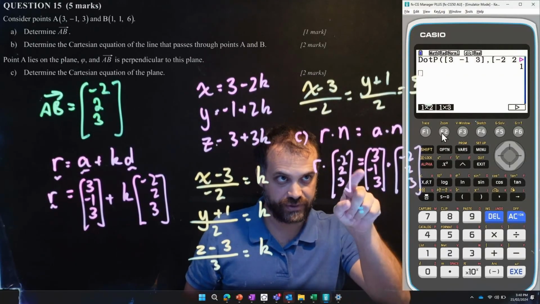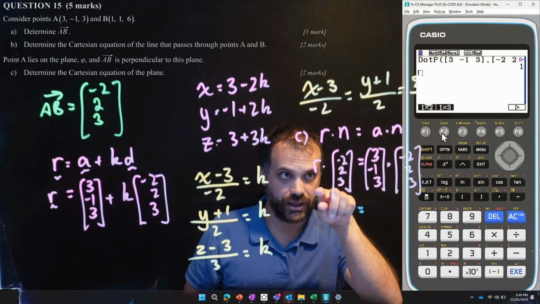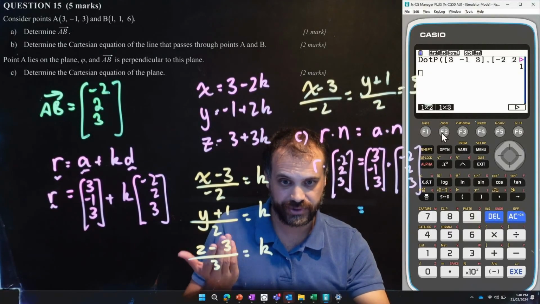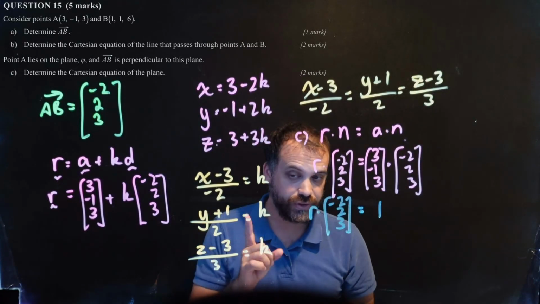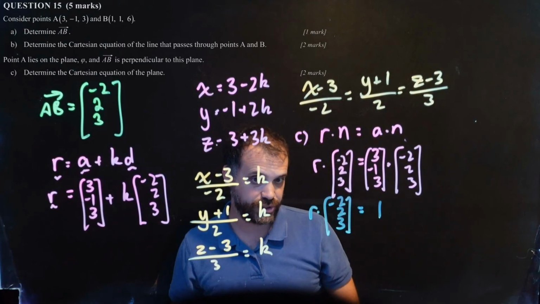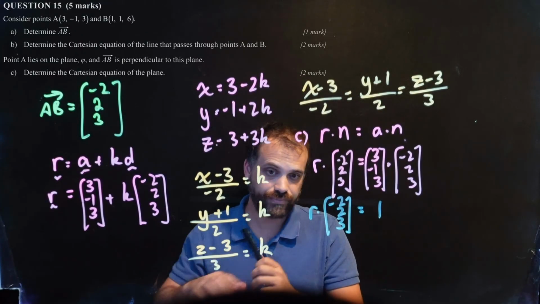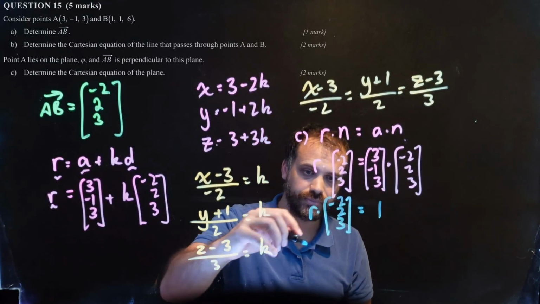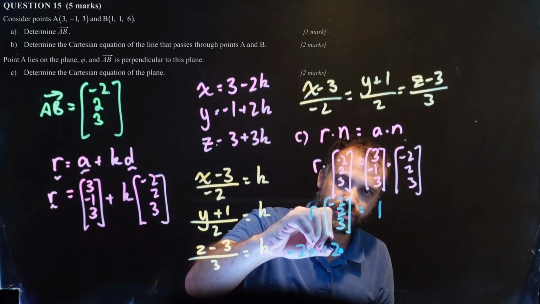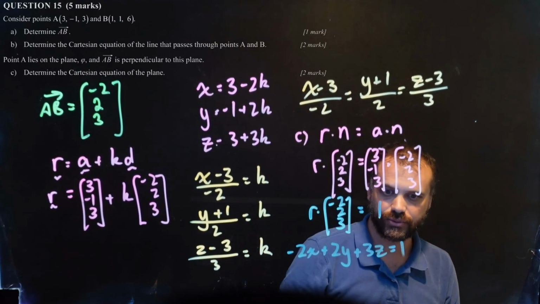Now, could you have done that as negative 6 plus negative 2 plus 9 and also have come to the answer of 1? Yeah, I think probably. Now, if this question said determine the vector equation of the plane, I would be finished. But I am not finished because I need the Cartesian equation of the plane. Very straightforward. It's just negative 2x plus 2y plus 3z equals 1.